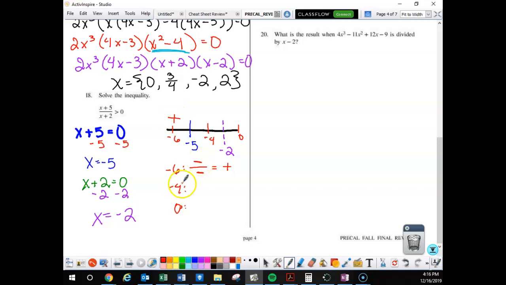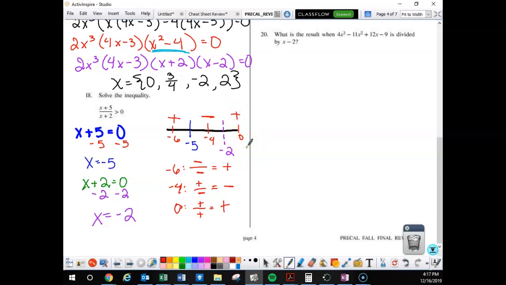And then for -4, -4 plus 5 is positive. -4 plus 2 is negative. Positive divided by a negative is a negative. And lastly, 0. 0 plus 5 is positive. 0 plus 2 is positive. Positive divided by a positive is positive.